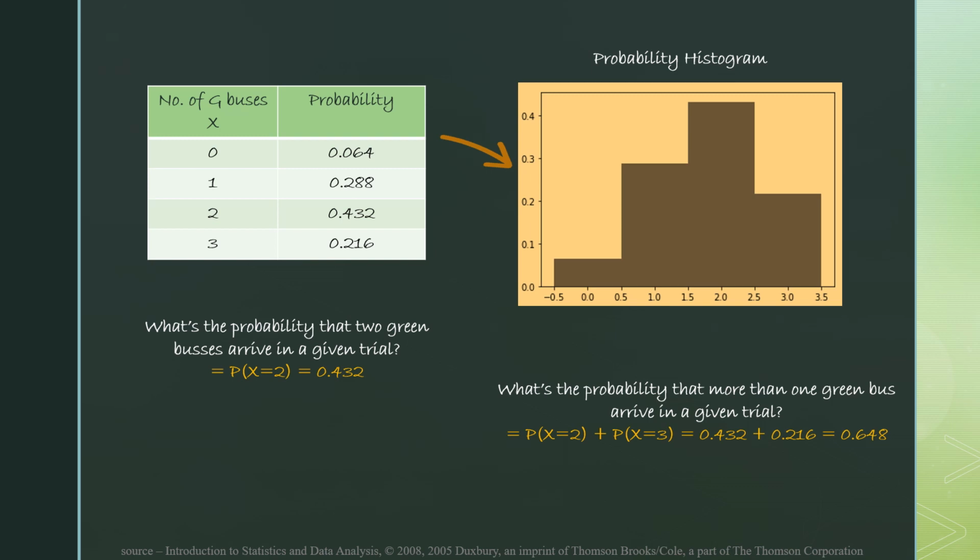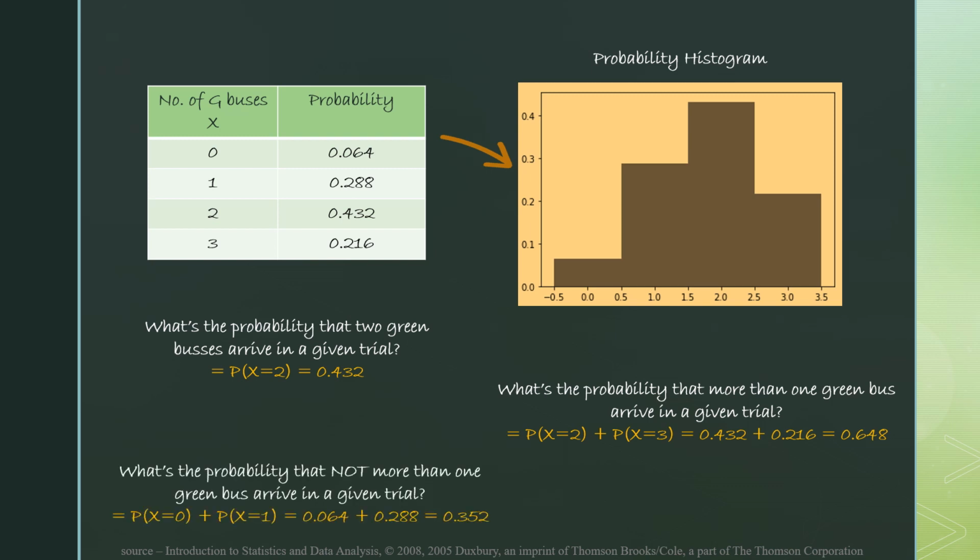More than 1 green bus means 2 or 3 green buses, and hence the answer is the sum of the probabilities where x takes the value 2 and 3, which sums up to 0.648. What's the probability that not more than 1 green bus arrive in a given trial? Not more than 1 green bus means 0 or 1 green bus, and hence the answer is the sum of the probabilities where x takes the value 0 and 1, which sums up to 0.352.